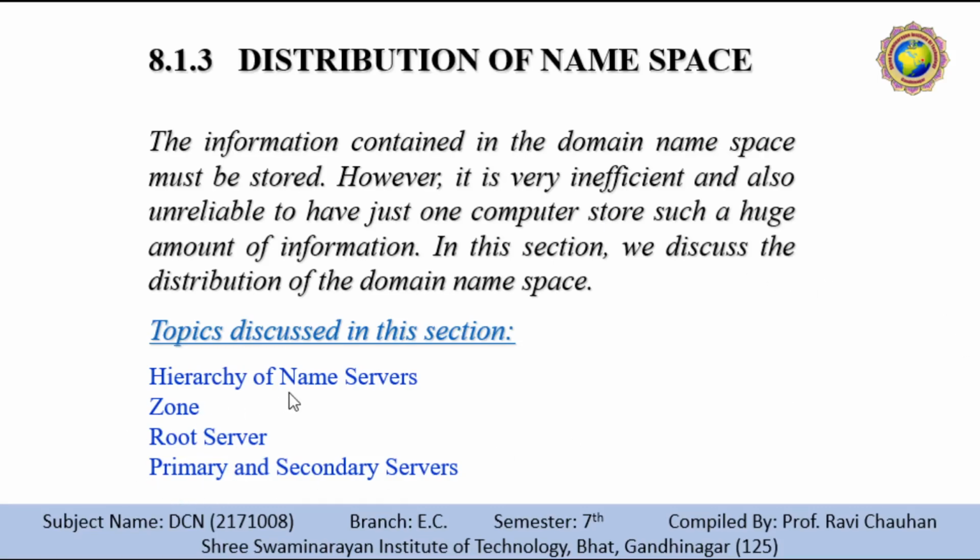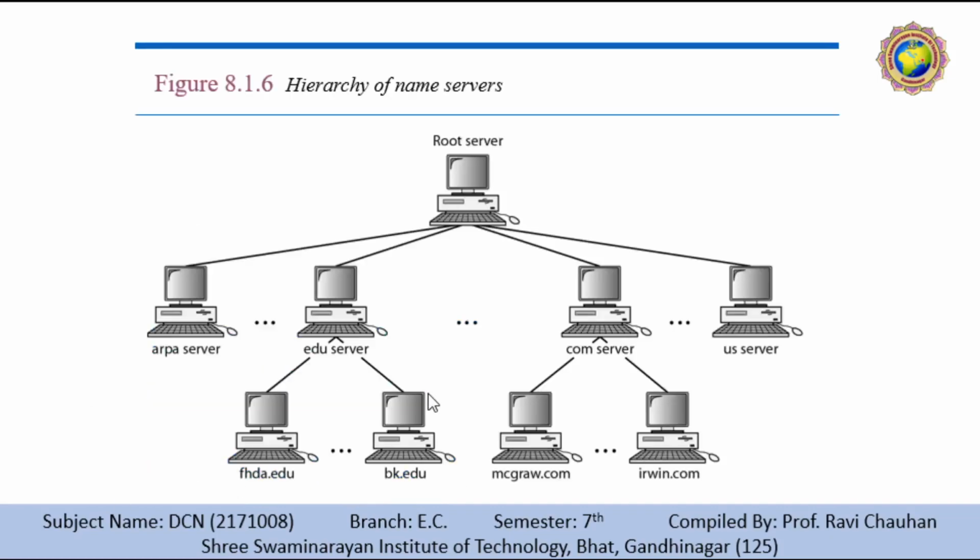So the points to be discussed in this section are the hierarchy of the namespace, zone, root server, and primary and secondary servers. First is the hierarchy of the name servers. The solution to this problem is to distribute the information among many computers called DNS servers.